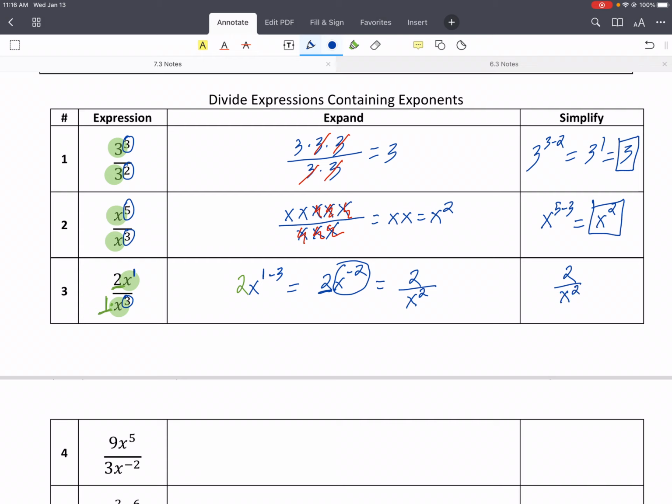And again, guys, this would work if we just wrote it out. So if we had 2x, we'd have 2 times x all over x to the third, which is x times x times x. So 3 x's. We can cancel out 1 on the top and 1 on the bottom. So that gives us 2 over x times x. Oop, not a 2. Times x. Which gives us 2 over x squared, which is the same answer.